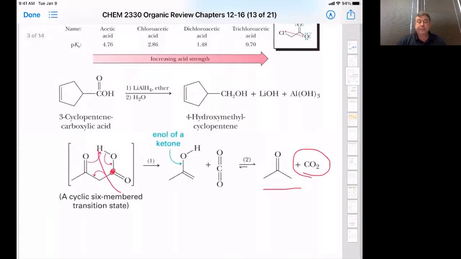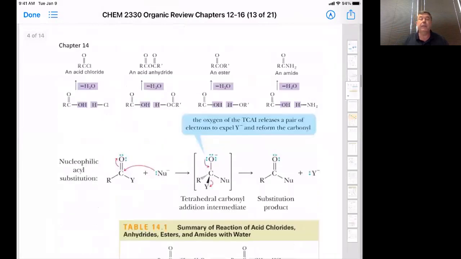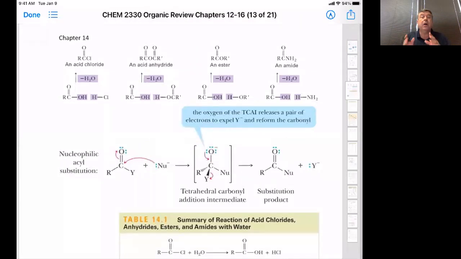Okay. So then we went on to learn a little bit more about their derivatives. Okay. Now, carboxylic acid derivatives do substitution reactions because they have better leaving groups. In the case of the carboxylic acid derivatives, we have chloride as a leaving group, or a carboxylic acid as a leaving group, or an alcohol as a leaving group.